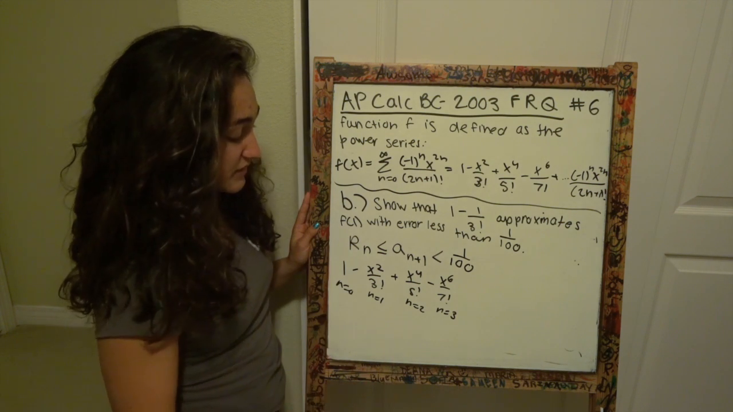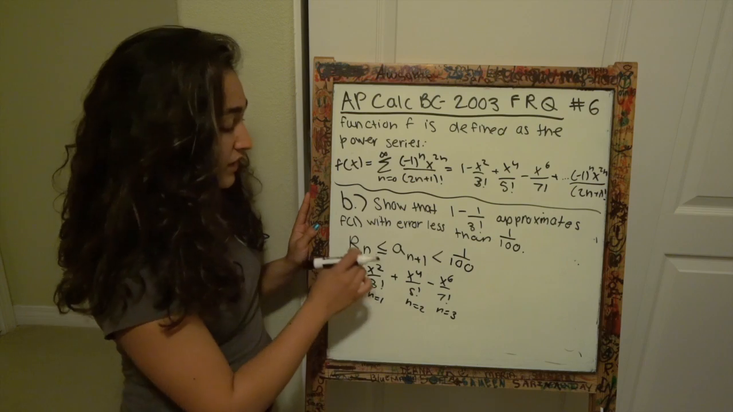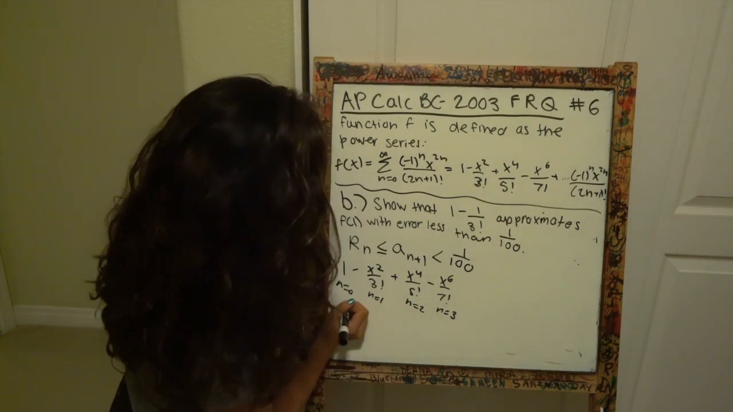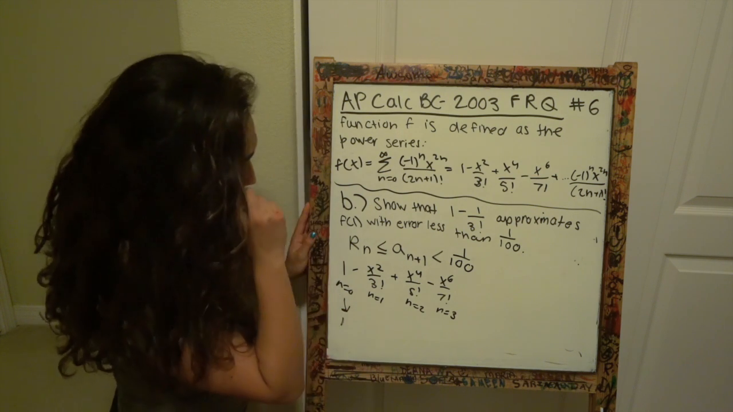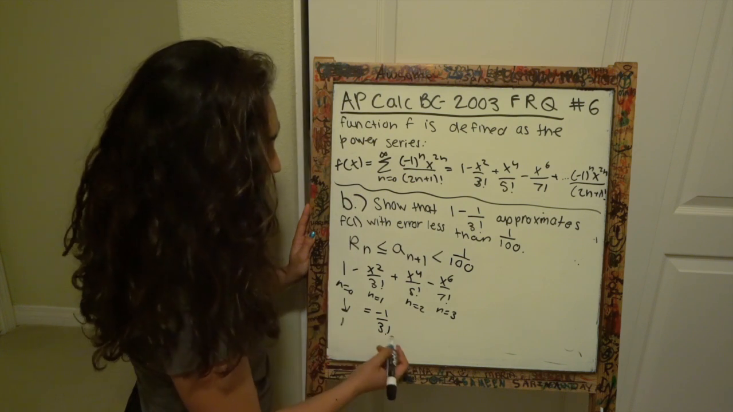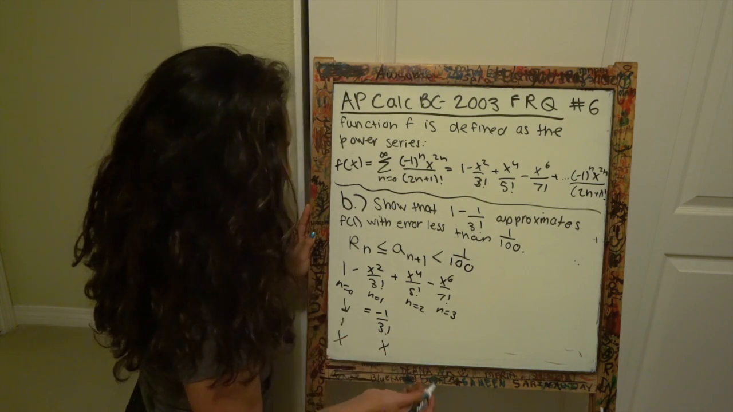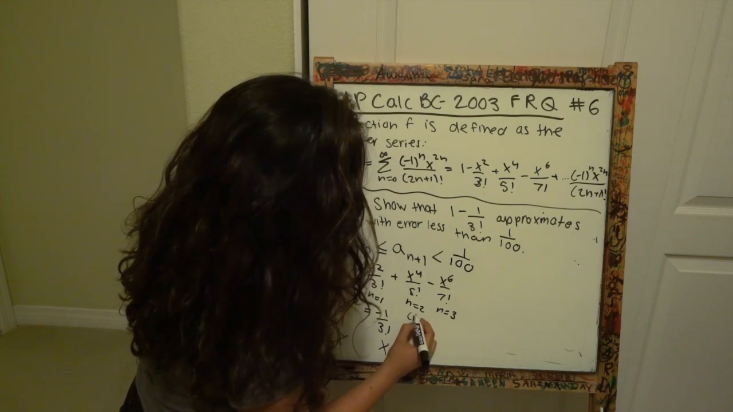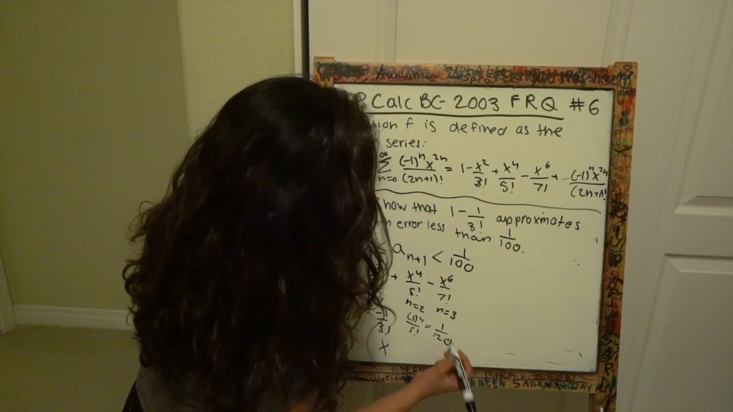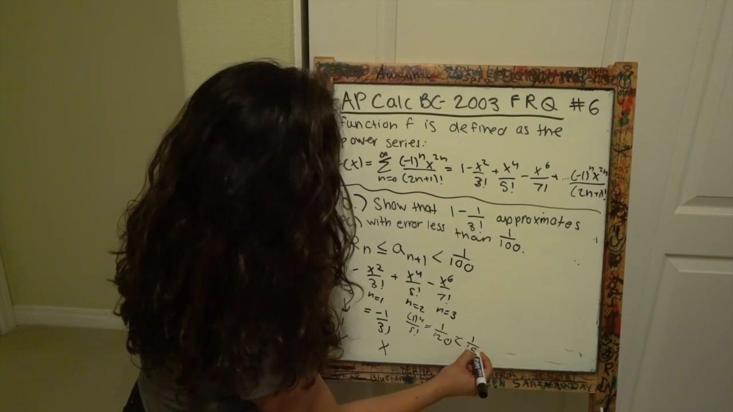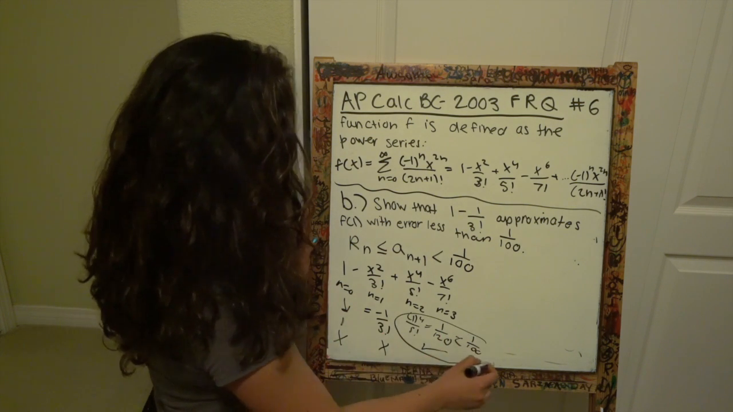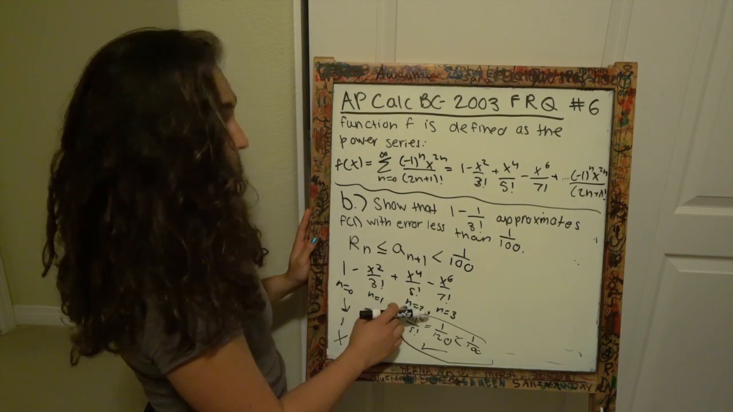I'm going to represent that by first plugging 1 into each one of these terms to see which one is less than 1 over 100. This first one is simply going to be 1. If we plug 1 into this one, we get -1 over 3 factorial, which is not less than 1 over 100. If we plug 1 into this one, we get 1 to the 4th over 5 factorial, which equals 1 over 120, which is less than 1 over 100. So as we can see, this term works. And now that we have this term that we're using, we can plug this into our error inequality.